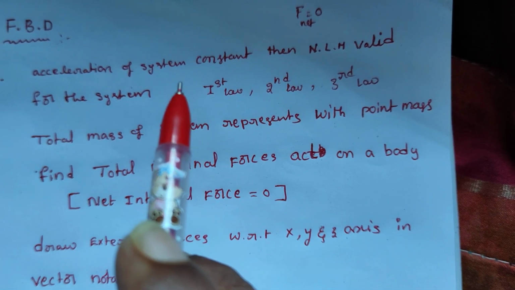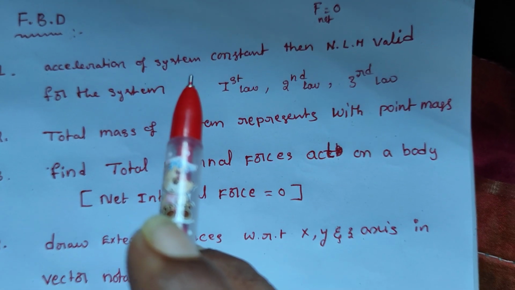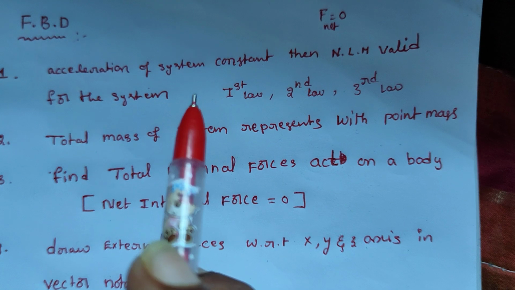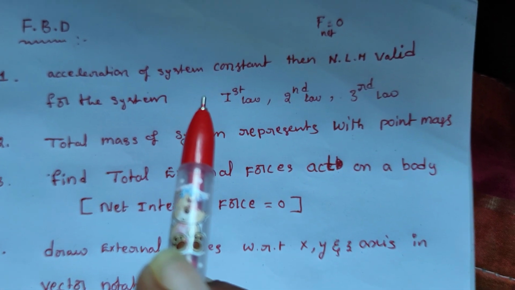It means if a body continues in its state of rest or uniform motion in a straight line path, there is no force acting on it. Yes or no? So this is Newton's first law. There is no force, which means the net force acting on the body is equal to 0.